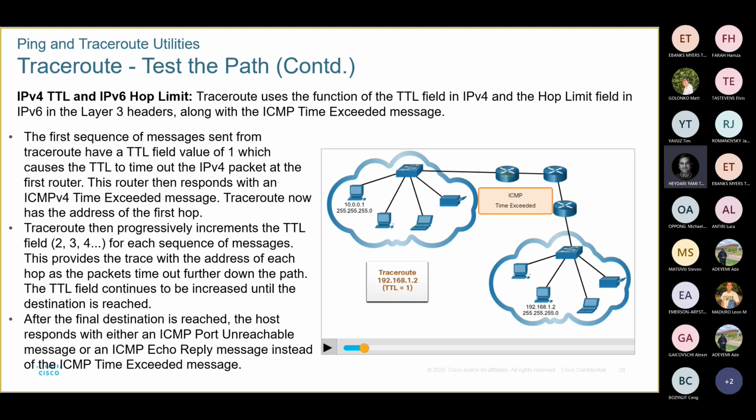In that way, the sender gets the chance to know who is the first hop. And then traceroute does the same again, but this time with TTL 2.